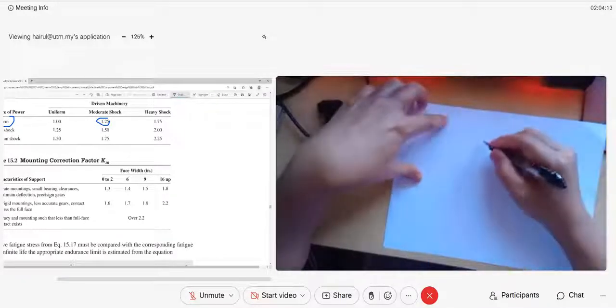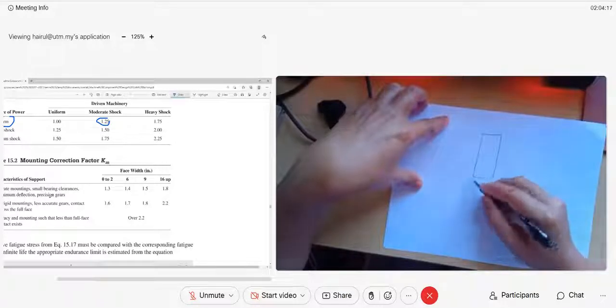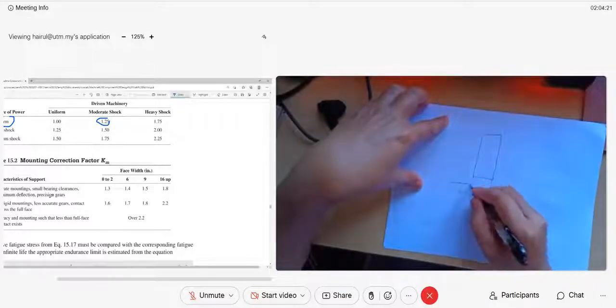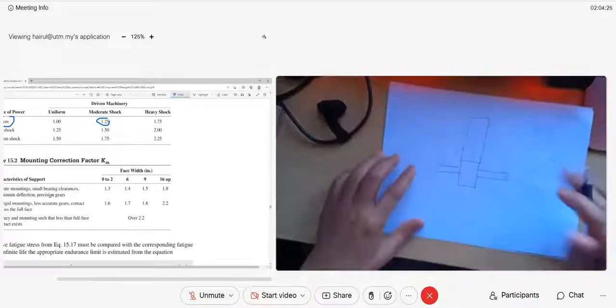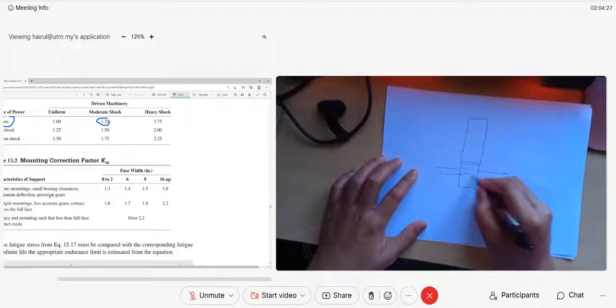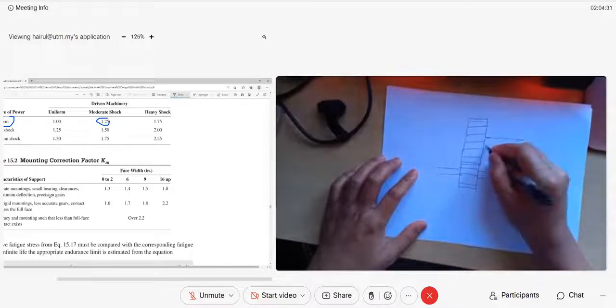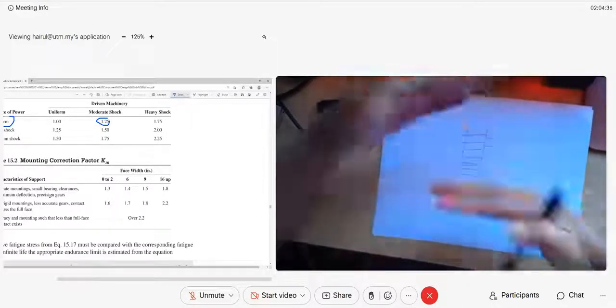Okay, let's say this is the face width of your bottom gear, on your shaft A. I'm talking about the plan view. This is the spur gear teeth of your top gear. This is shaft B to drive your machine. Okay, the mounting accuracy. Remember I talked about misalignment.